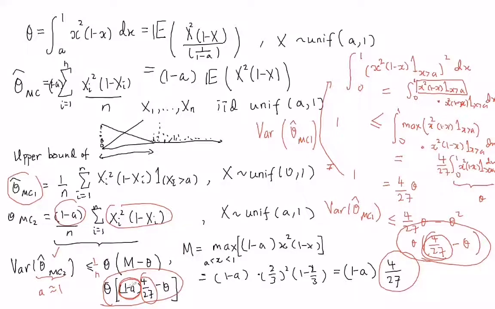So definitely the upper bound of the variance of MC2 is much smaller than the upper bound of MC1, right? And this agrees with our intuition for these two cases. If you use MC1, you have this case. MC2 is only this part, so its variance should actually drop. Okay, so this is the basic idea for importance sampling.